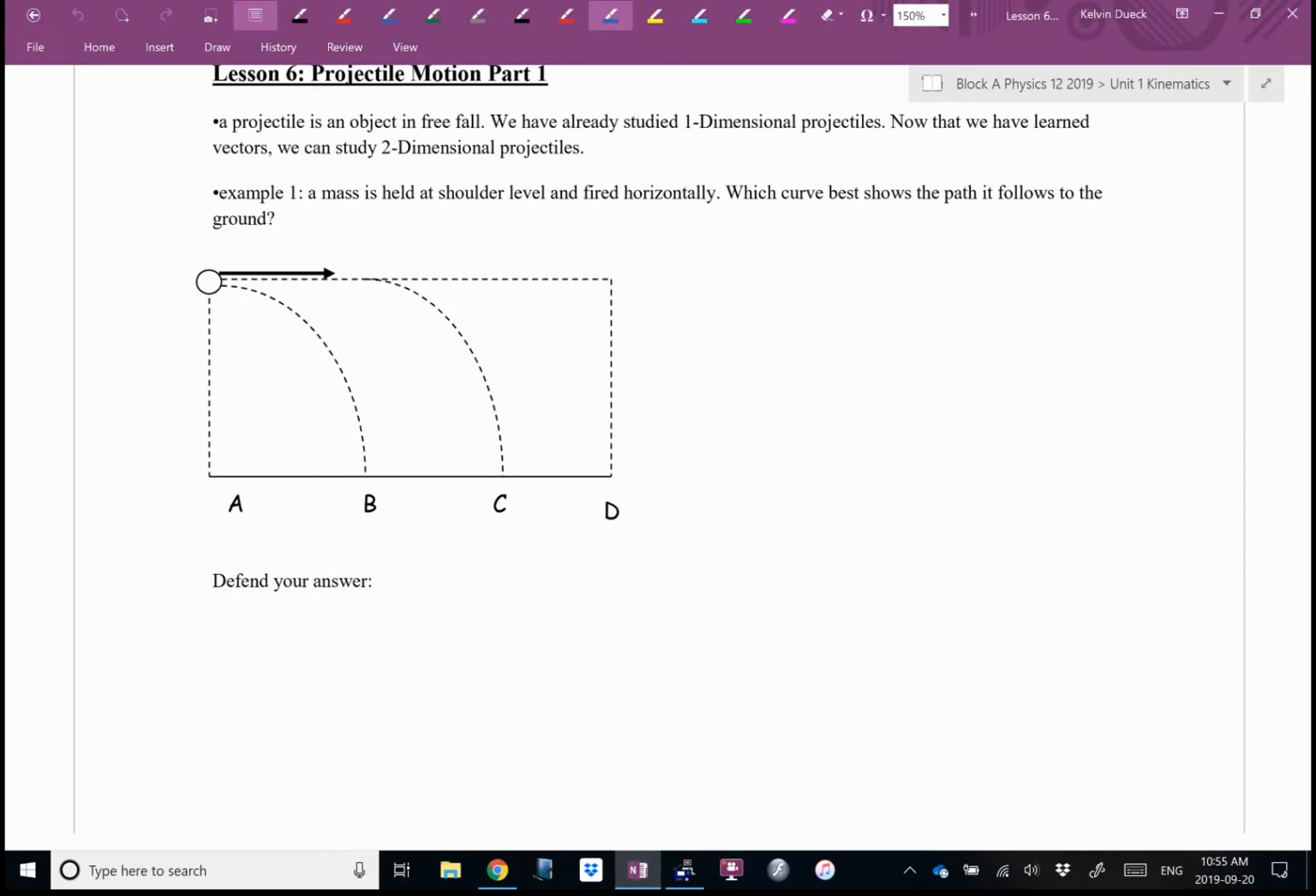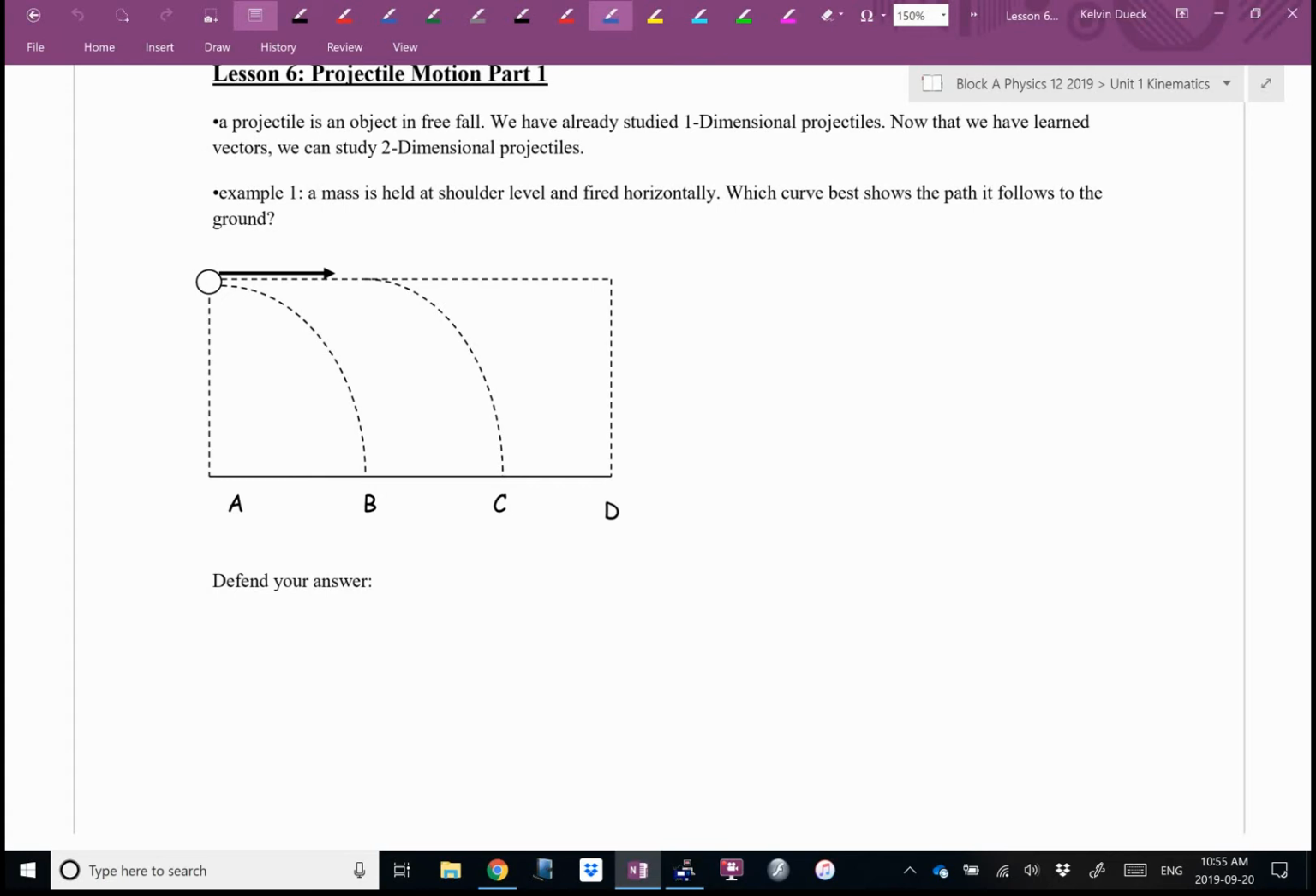Question number 1. Suppose I have a mass held at shoulder level and I fire it horizontally. Let's pretend it's my Nerf dart gun, and I make sure that it's exactly level horizontally. And let's also assume there's way more air in here. If I were to pull the trigger, what path would it trace out?